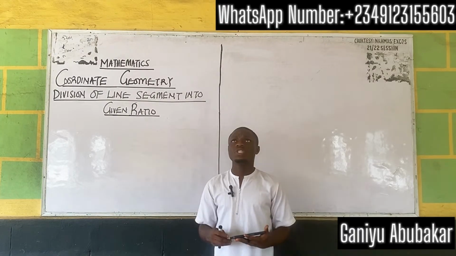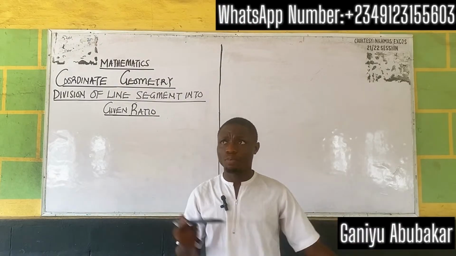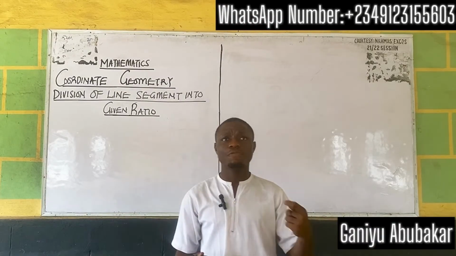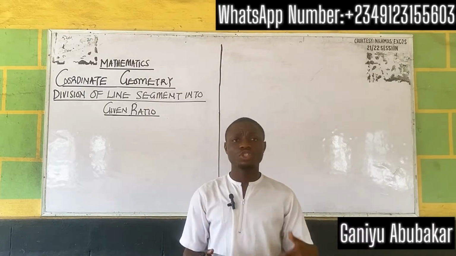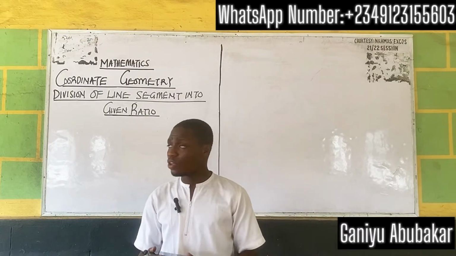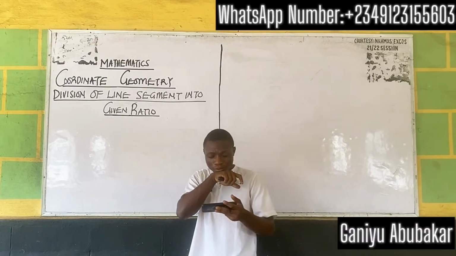So they will give you a line, right? That line has point A and point B, and I will ask you to divide that line into several segments, into a given ratio. So what do you do? First things first, note this please. Copy down please, copy down.